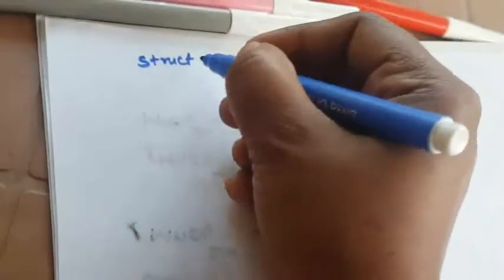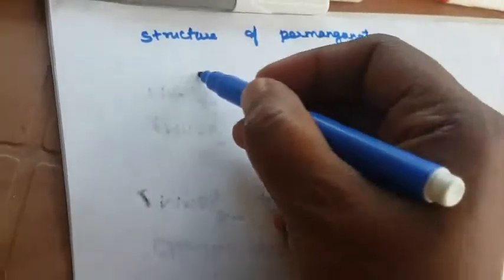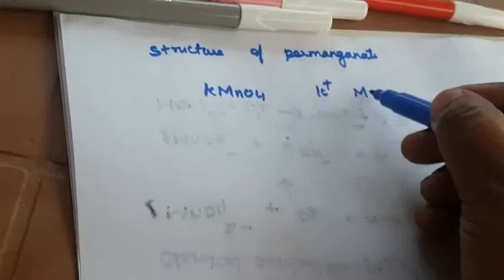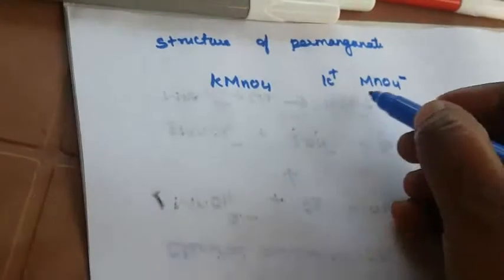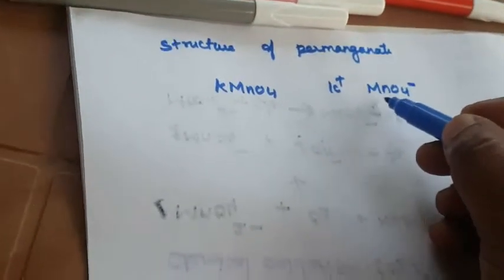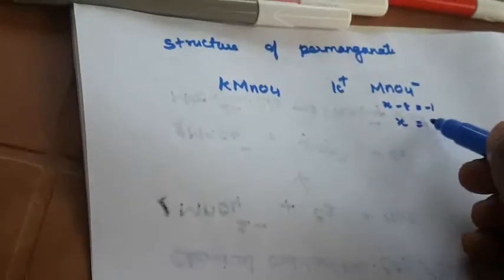What is the structure of the permanganate ion? What is meant by permanganate ion? That is KMnO4. How to write it? K plus, and the permanganate ion is MnO4 minus. What is the oxidation state of manganese? X minus 8 equals minus 1, so X is equal to plus 7.